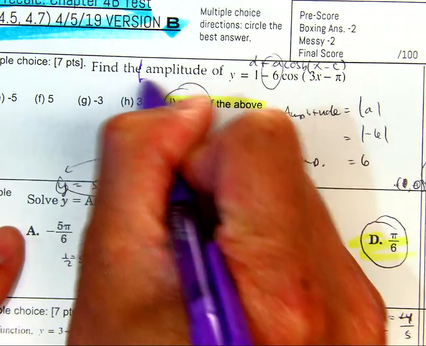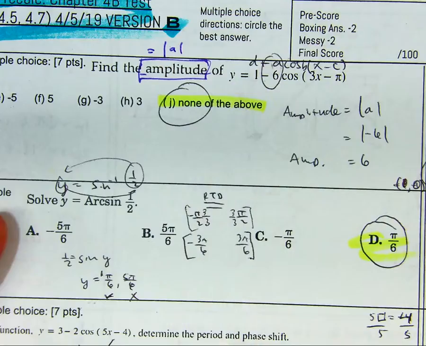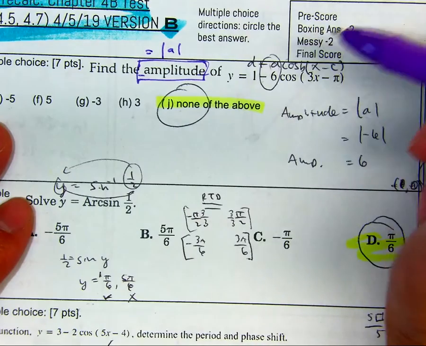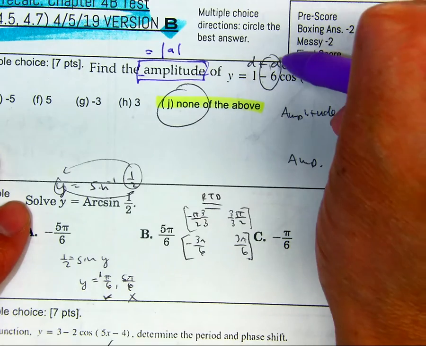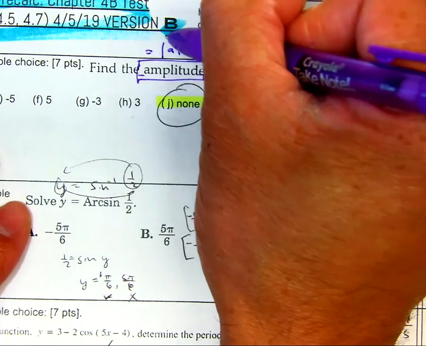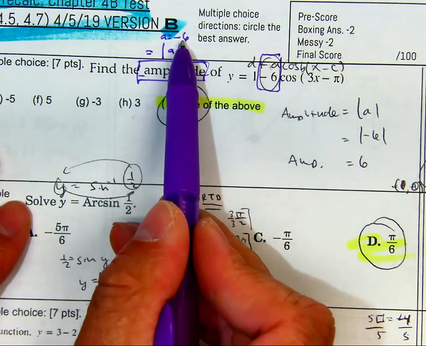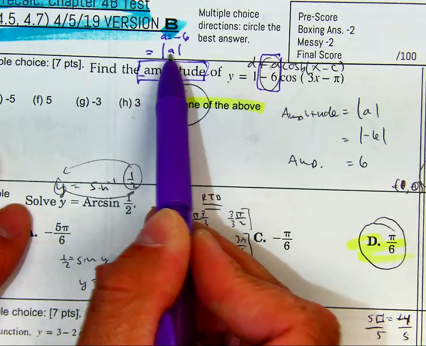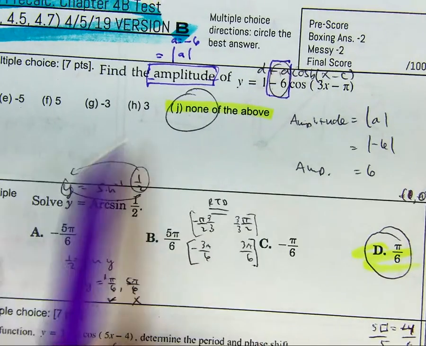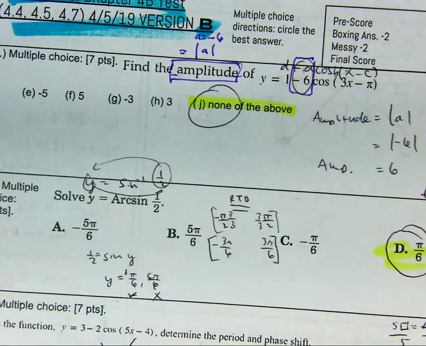The amplitude is equal to the absolute value of your a value. So my a value is right here. So my a value is actually negative 6. And if you take the absolute value of negative 6 is 6. So my answer is 6. And 6 is not on here. That's why your answer is J, none of the above.